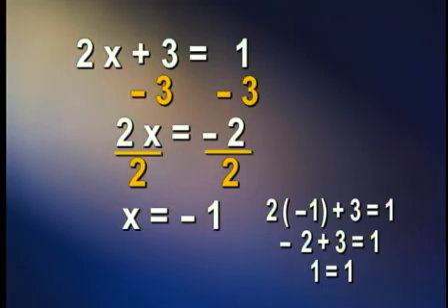2 times negative 1 plus 3 equals 1. And of course, negative 2 plus 3 equals 1. 1 equals 1. Negative 1 is the only number that will solve this equation. It is the only number that if we use it to replace the x, we will get something that is true. That is, we'll get that 1 equals 1.